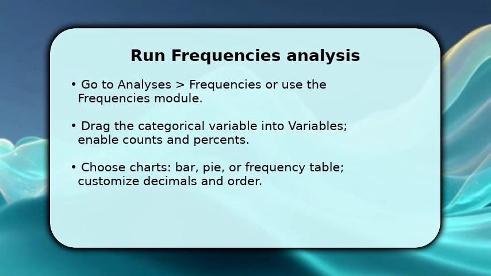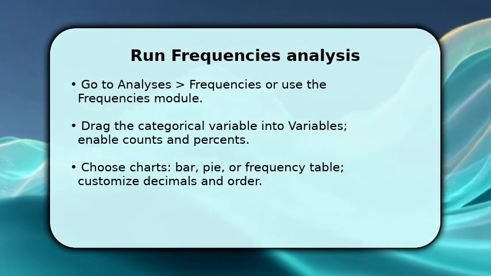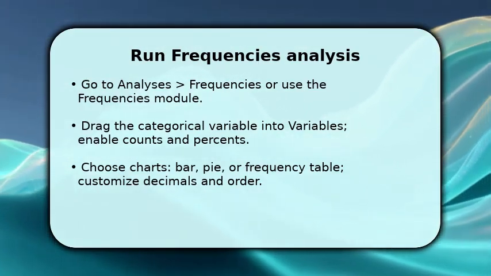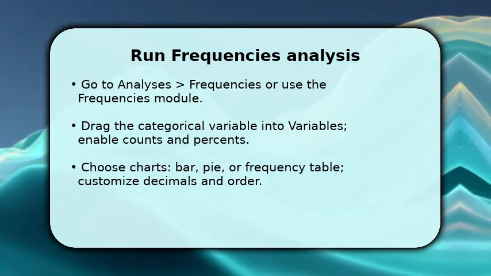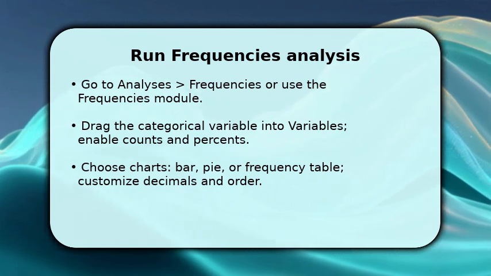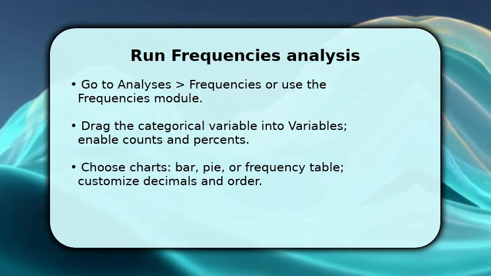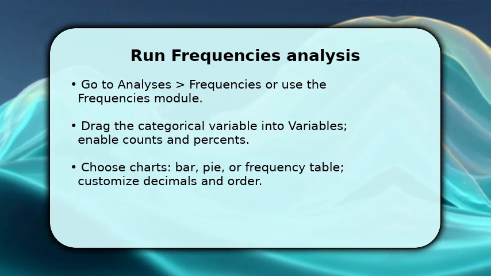Now navigate to Analyses and choose Frequencies from the Common or Frequencies menu. Drag your categorical variable into the analysis box. You should immediately see counts and percentages populate the output. Make sure both count and percent are checked, and set decimals to your preferred precision.